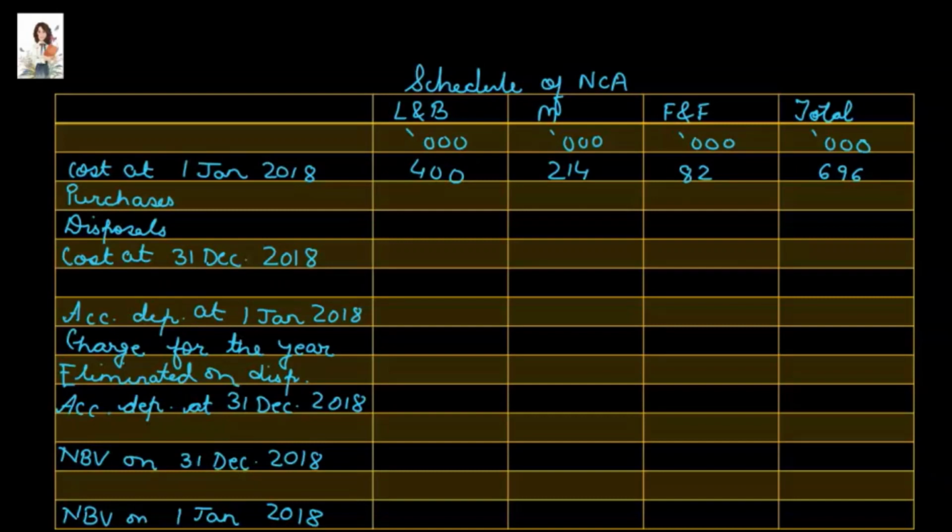And the accumulated depreciation opening is 12,000, 112,000, 17,000, that is 141,000. Let us now look at the cost of purchases and disposals that we have made during the year.